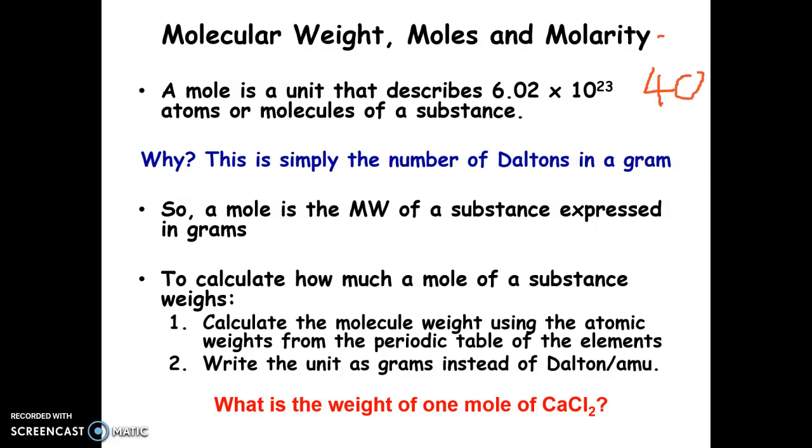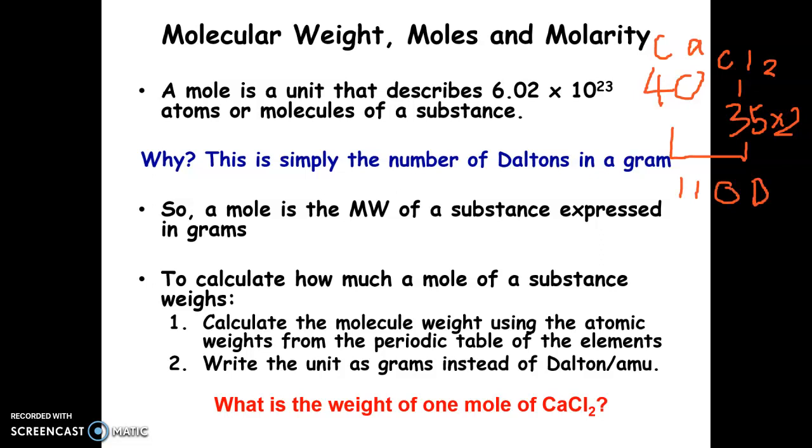Okay, so here's calcium. Chloride. And chloride, the molecular weight is 35. I'm just going to make it easy to calculate. And since we have 2 of those, remember the 2 means how many elements there are of that kind. So I need to multiply that by 2. So then to figure out the molecular weight, I add these 2 together. So it's 70 plus 40. So for molecular weight, I have 110 Dalton.